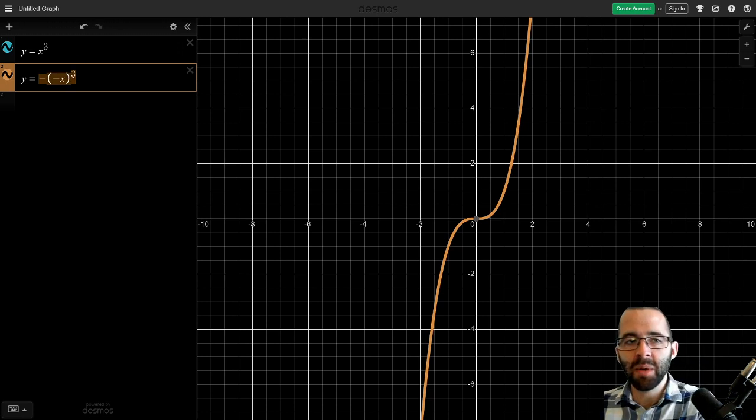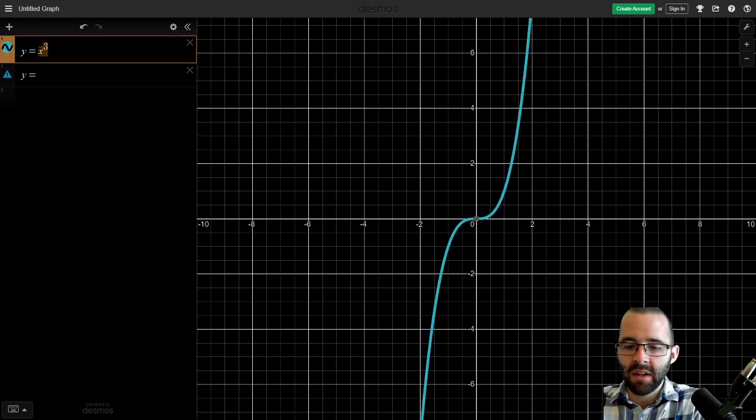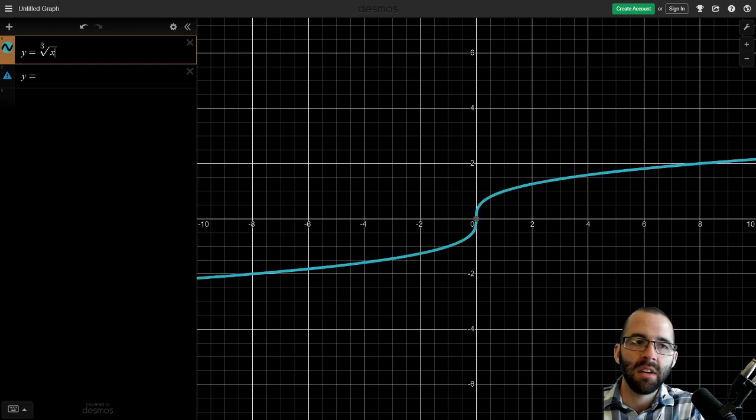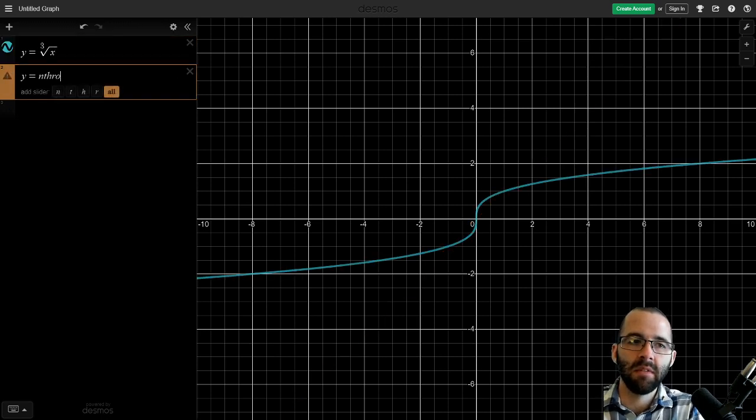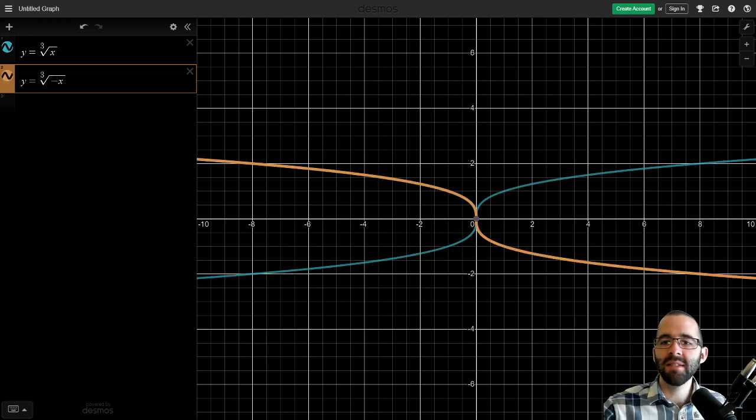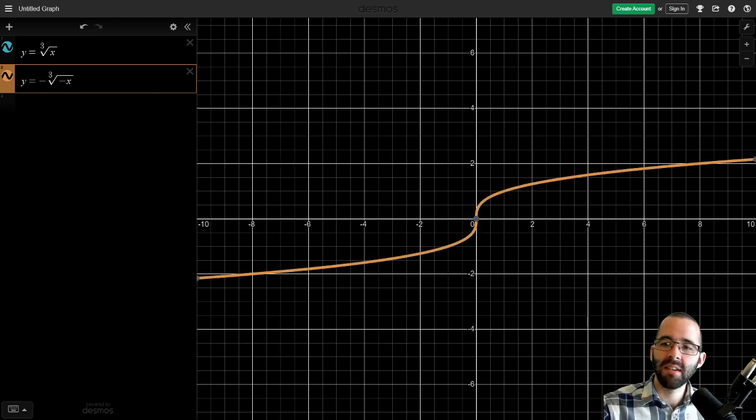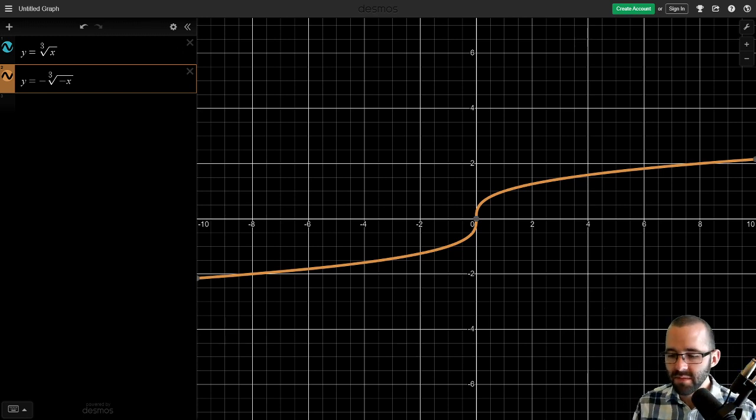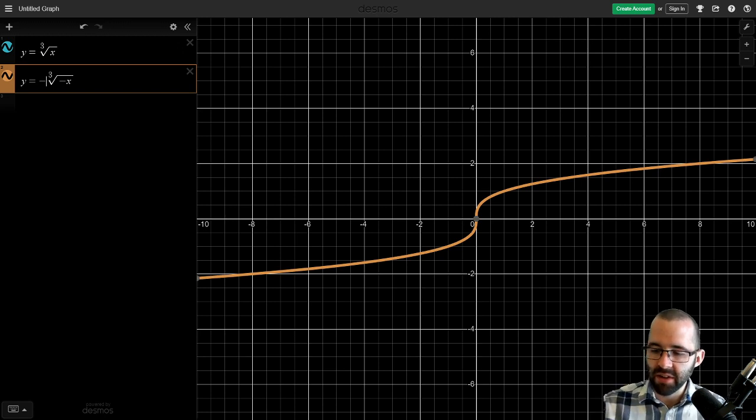All right, let's do one more. Cube root of x. Reflect it about the y-axis. Reflect it about the x-axis. Here we go. Another odd function. All right. So that's kind of what's going on with even and odd functions.